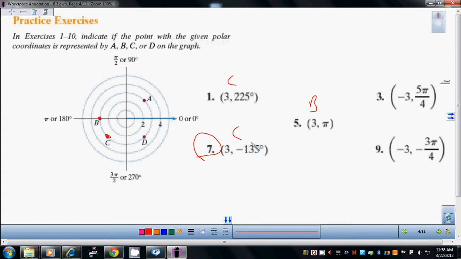Now, negative radius is more complicated. And I'm going to tell you this right now. Do the negative radii last. What does that mean? Let's jump down here to number 9. This is a good example. Start with a positive radius, so you go out 3. Then go to negative 3 pi over 4. Well, 3 pi over 4 is here, so negative 3 pi over 4 is going to be here. The last thing you do is apply the negative to your radius. A negative radius flips you over the origin directly from where you are. So this one would be A.